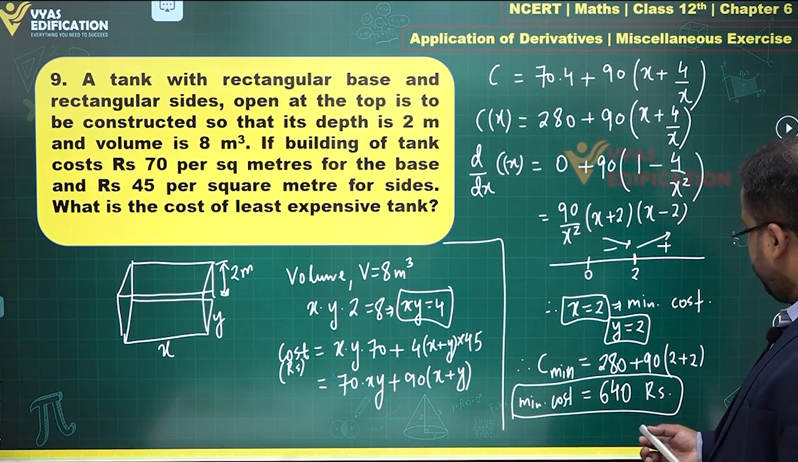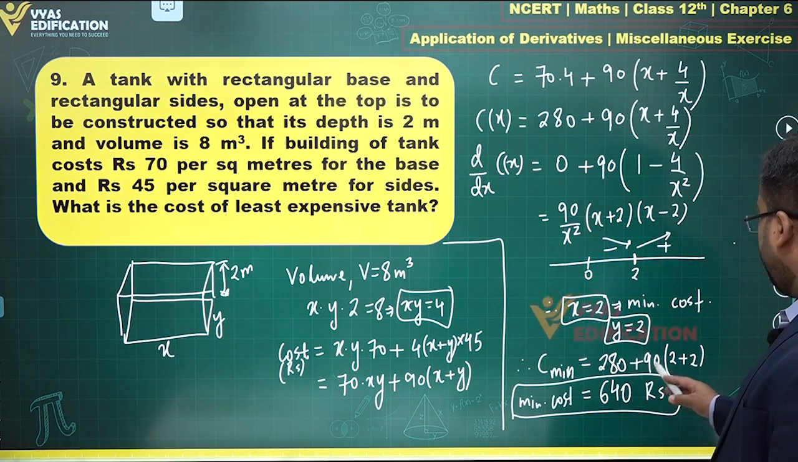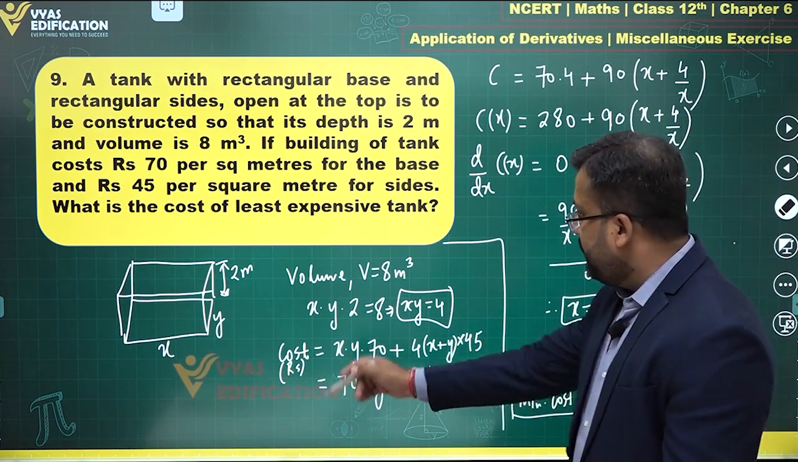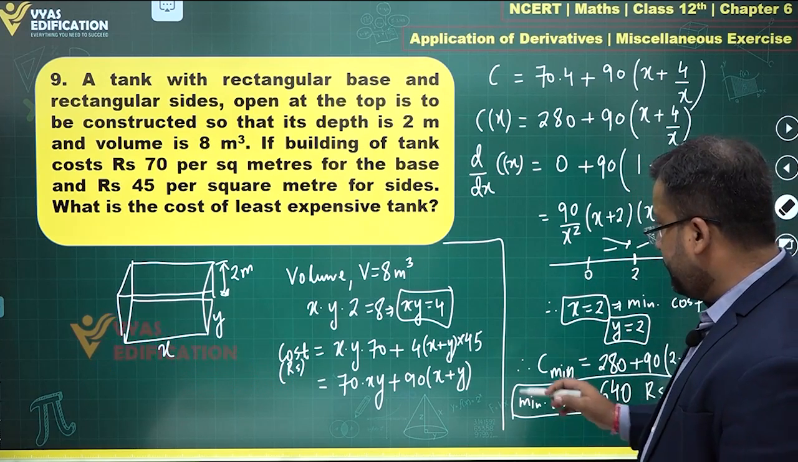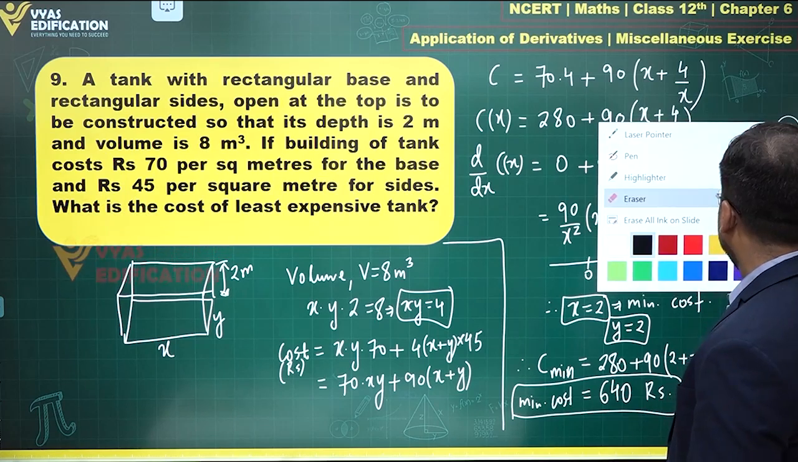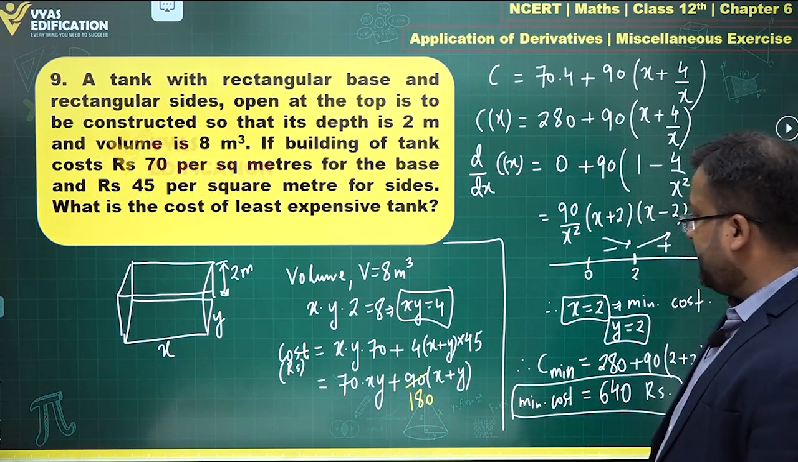Let's check the calculations a bit. This seems to be the answer, but what do we have? 640, 280, 90 times 4 is 360. This is okay. This 2 seems okay. But if you observe, 4 times 45 is not actually 90. This is actually equal to 180. This should have been 180. Please make that correction over here.